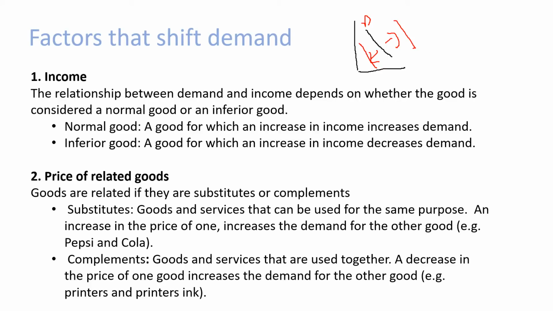Goods are related if they are a substitute or a complement. A substitute product is a good or service that can be used for the same purpose. An increase in the price of one will increase the demand for the other good. For example, Pepsi and Cola. Basically, they are considered to be the same, right?